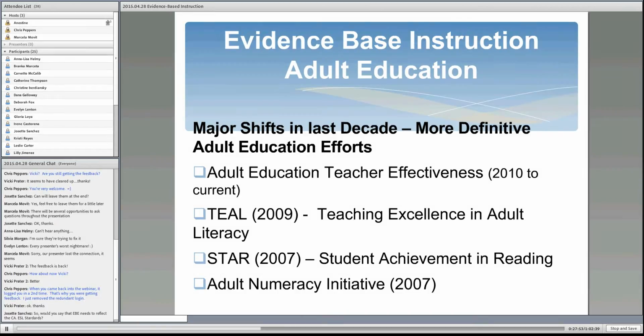And I think we already know, as I said, that much of the K-12 literature helped to shape some of the meanings that we produce in adult education. There have been some considerable shifts, as I mentioned, and there have been some real large-scale efforts by OCTAE, including the following. The Adult Education Teacher Effectiveness Project, which is currently in effect, I believe started in 2010. That's one example. TEAL, Teaching Excellence in Adult Education, is another. There is also STAR, Student Achievement in Reading, and the Adult Numeracy Initiative in 2007. And I will be going through each of these separately. And if you have any questions regarding them, just either raise your hand or write the question down.